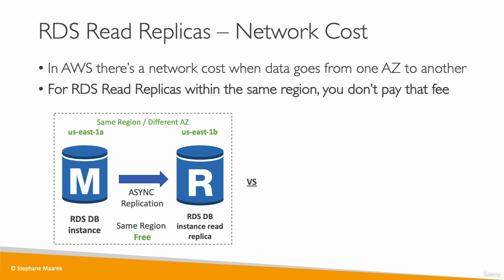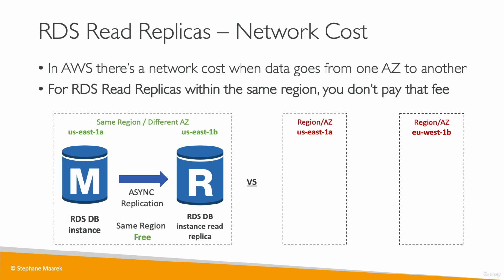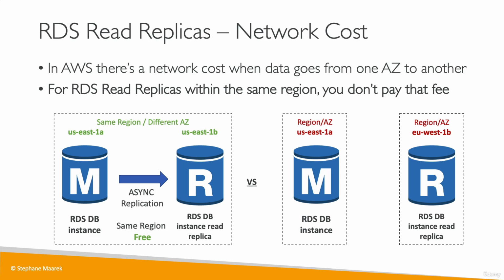But if you are using a cross-region read replica, so you are in one region, US East 1, and you go to another region, EU West 1, for example, then your RDS DB instance and your read replica will have replication that will go across regions, and this will incur a replication fee for your network.